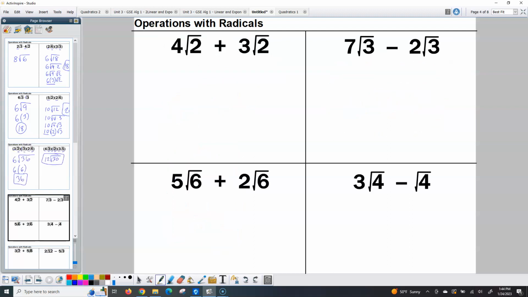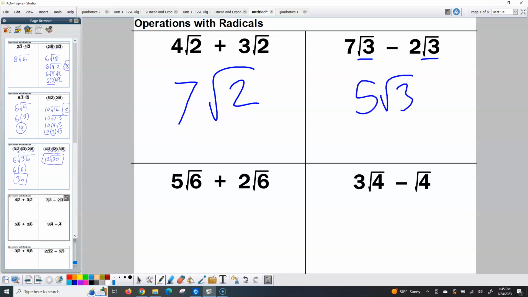If I'm adding or subtracting radicals, I need to look for like terms. Each of these are like terms. Square root of 2's can be added with other square root of 2's. Square root of 3's can be added or subtracted with other square root of 3's. So 4 square root of 2 plus 3 square root of 2 would just be 7 square root of 2. 7 square root of 3 minus 2 square root of 3. I can combine these because they're both square root of 3's. This would be 5 square root of 3. 7 minus 2 is 5 square root of 3.